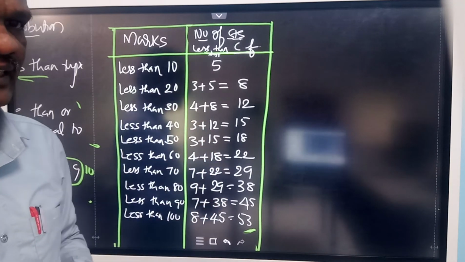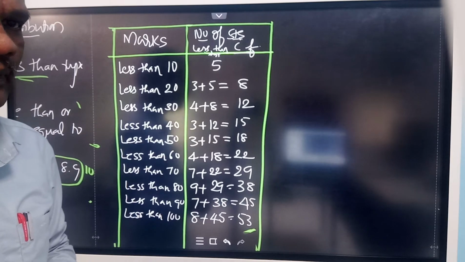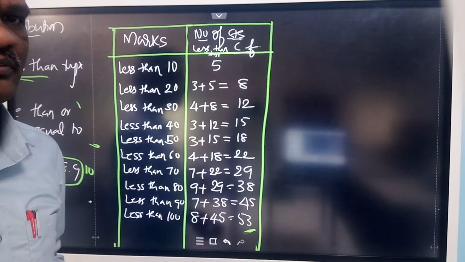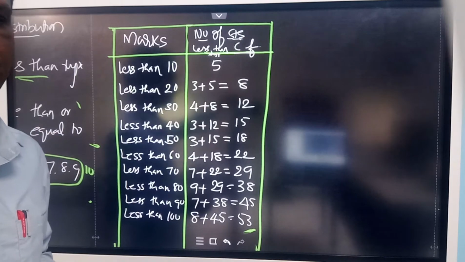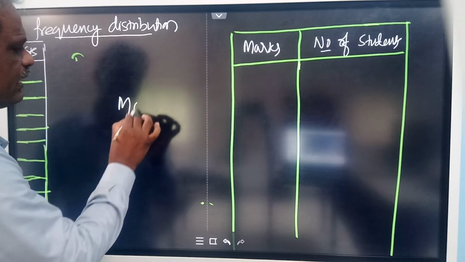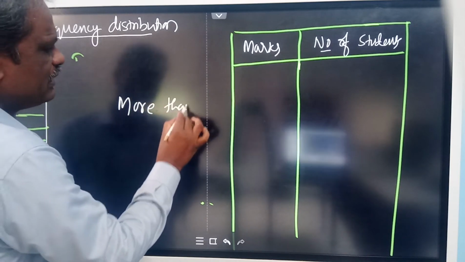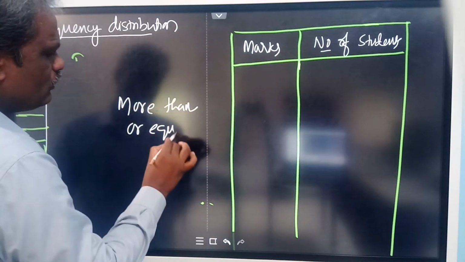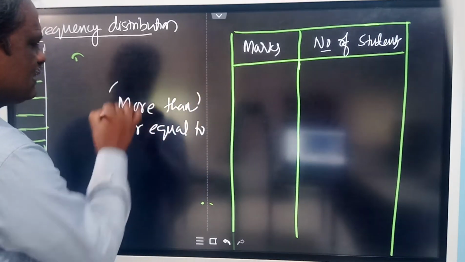Even then we have the other type, more than or equal to type, but we use only the less than type of cumulative frequency to find the median, mostly. The second type of cumulative frequency is more than or equal to. We call this more than or equal to.